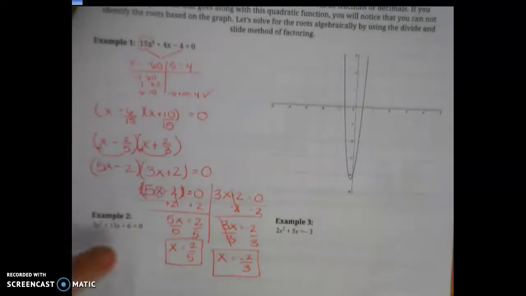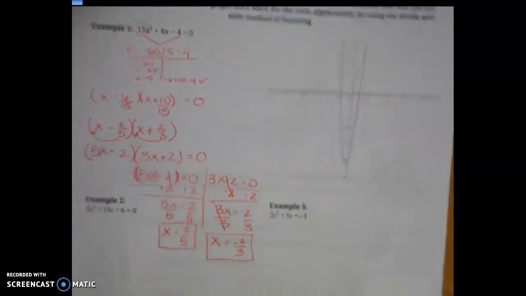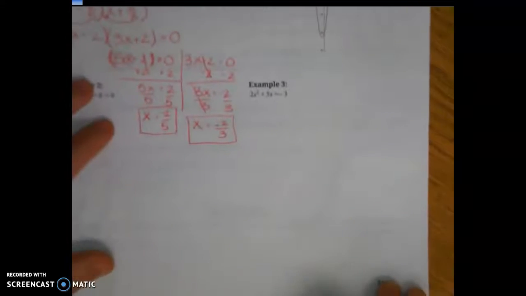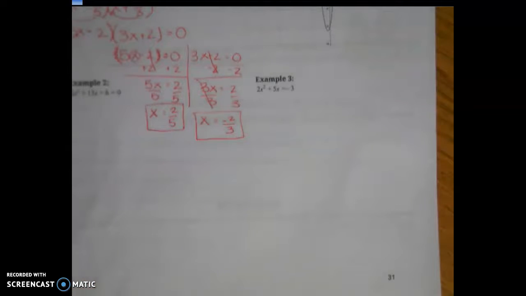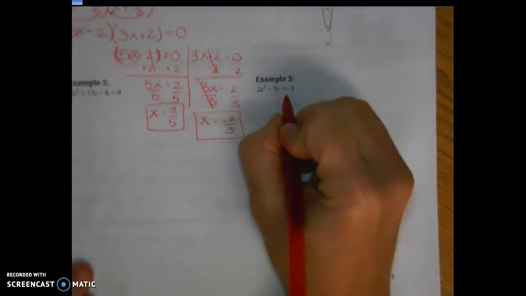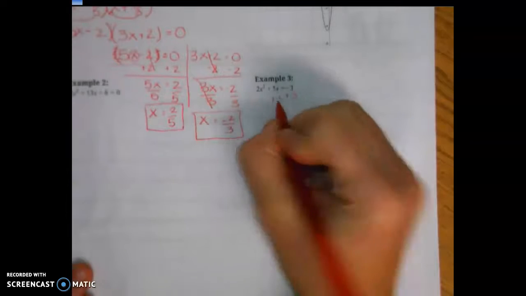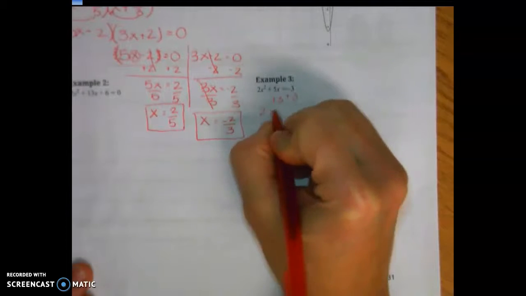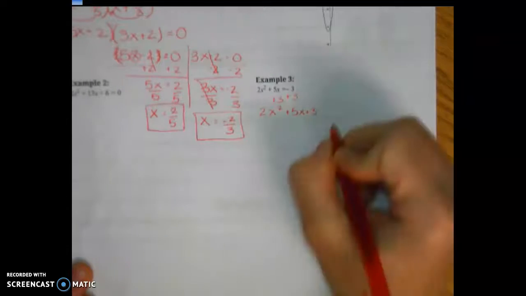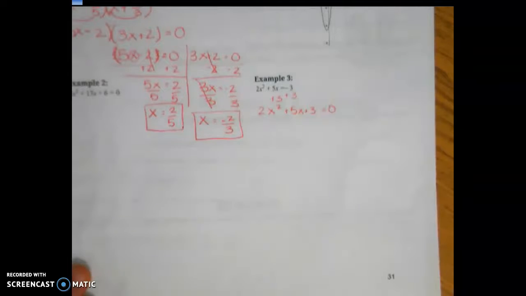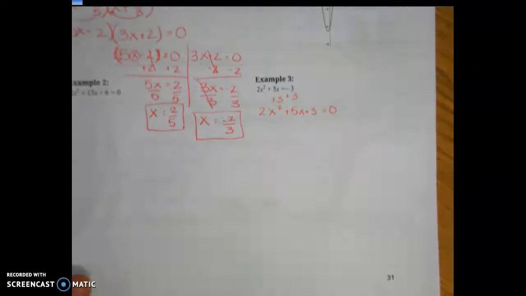Number 2 is very similar, so I'm going to skip down to number 3 because the equation's not set equal to 0. So before I start factoring, I want to get this to say equals 0. Hopefully you remember from the previous lessons that you would add 3 to both sides, and I would have 2x squared plus 5x plus 3 on the left, and then equals 0 on the right.